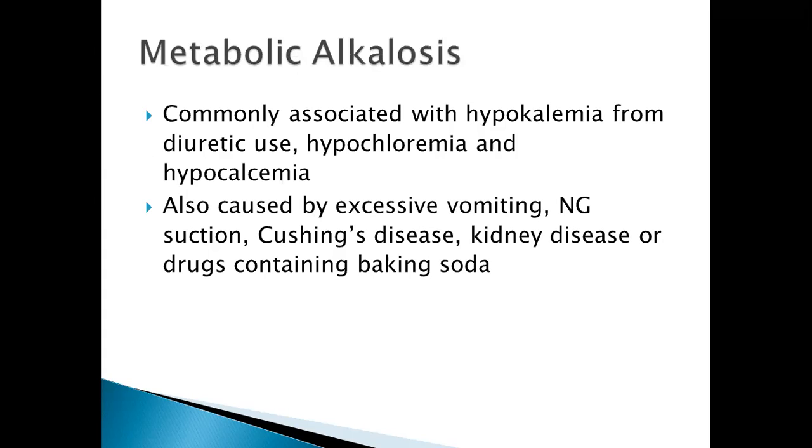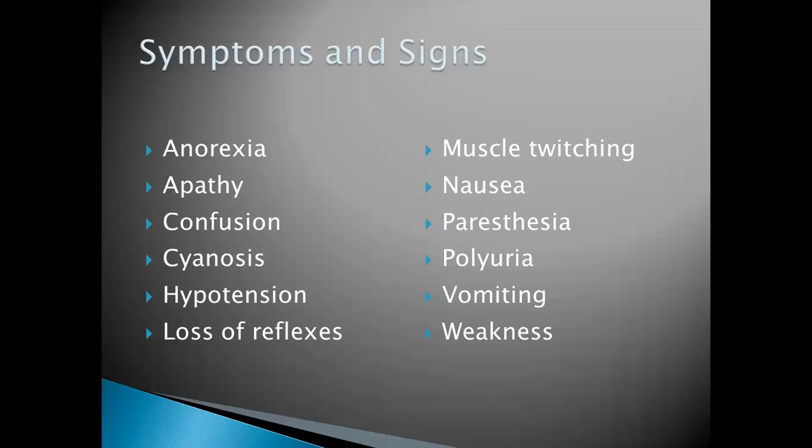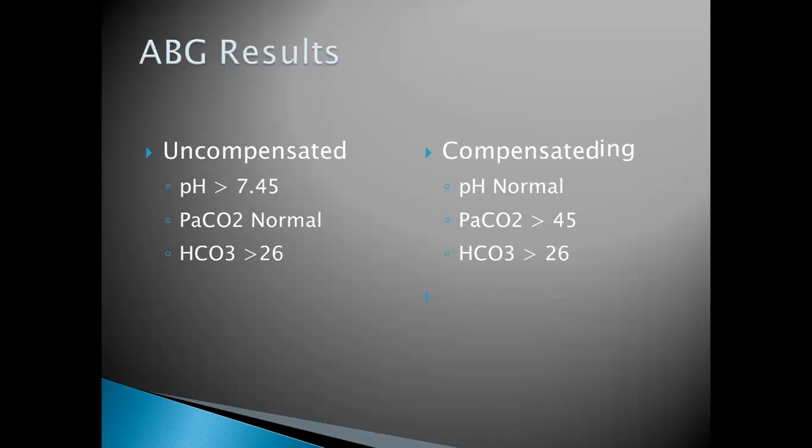Metabolic alkalosis. Metabolic alkalosis is commonly associated with hypokalemia due to diuretic use, hypochloremia, hypocalcemia, and is also caused by excessive vomiting, nasogastric suction, Cushing's disease, kidney disease, or drugs containing baking soda. Symptoms and signs: anorexia, apathy, confusion, cyanosis, hypertension, loss of reflexes, muscle twitching, nausea, paresthesia, polyuria, vomiting, and weakness.